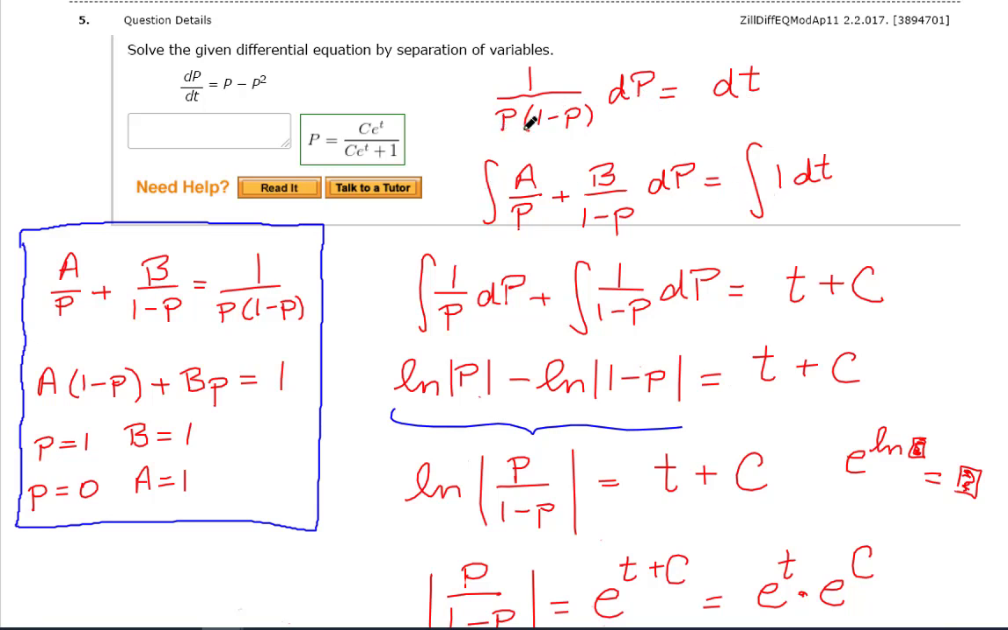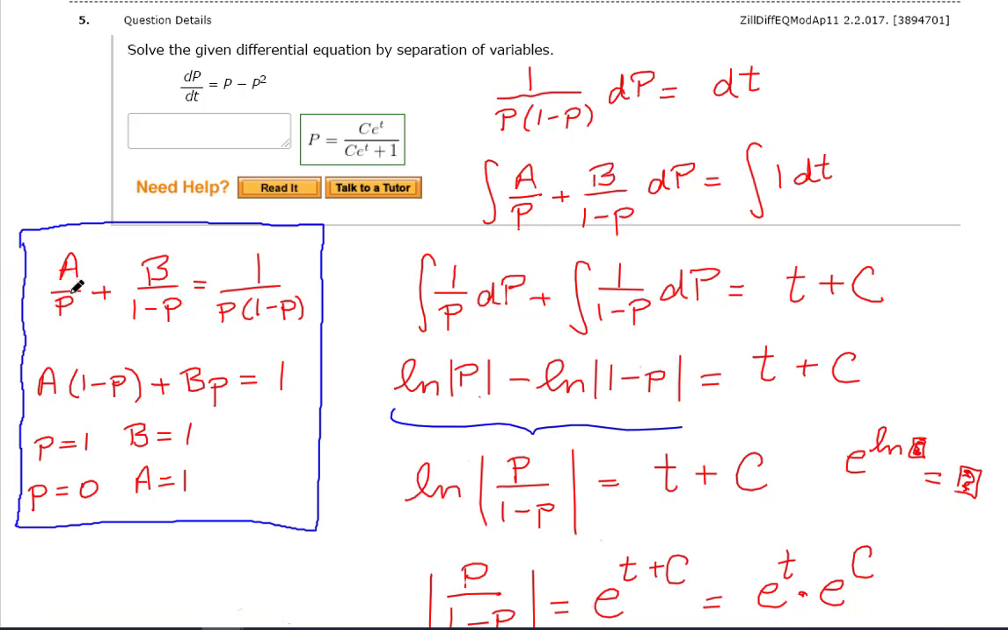Well, I can use partial fractions to write this in a form that we can integrate it. So it's writable as a over p plus b over 1 minus p. Again, this is from the topic in Calculus 2 of partial fractions. Now, how do I get this a and b?